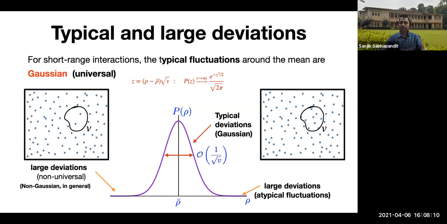But what about the large fluctuations? You can ask, what is the probability that there are only very few particles in the volume where you are counting these particles? Or what is the probability that there is a large number of particles, much greater than this rho bar, much greater than this 1 by square root of V? These are the large fluctuations. So how do you describe these fluctuations? These fluctuations are not described by this Gaussian distribution.